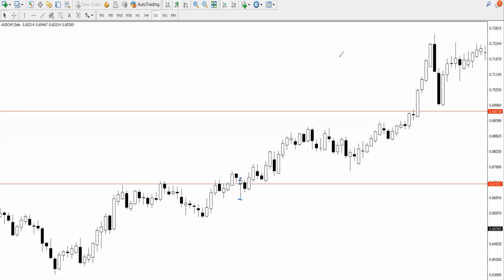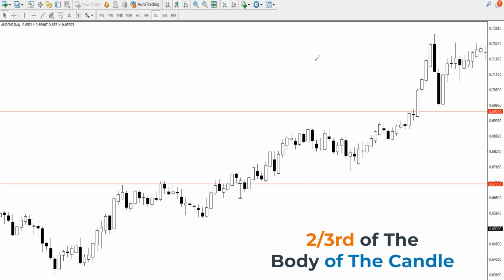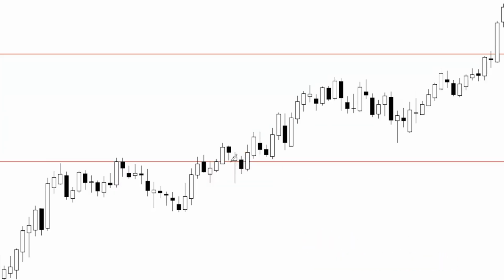So the characteristics that make up a pin bar, first of all, is the wick or the pin, whatever you wish to call it, is somewhere around 2/3 the size of the body of the candle. So we can see here that the pin or the wick is about 2/3 the size of the body of the candle. Now, most traders who trade pin bars know that.